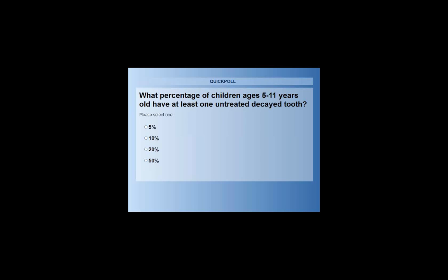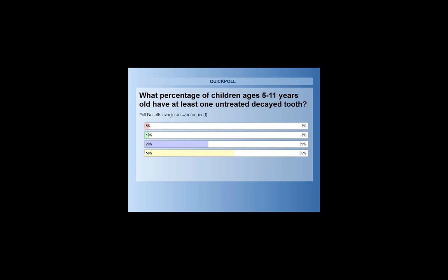About 10 more seconds. All right, and here are our results. 55% of you believe that 50% of children ages 5 to 11 have at least one untreated decayed tooth, 39% at 20%, 3% believe 10%, and 3% believe 5%.